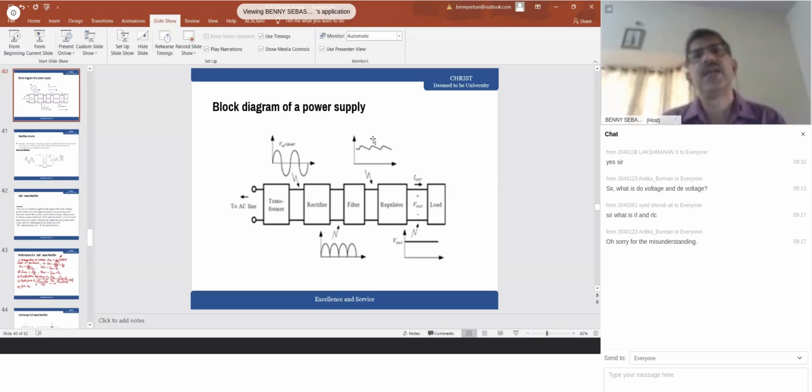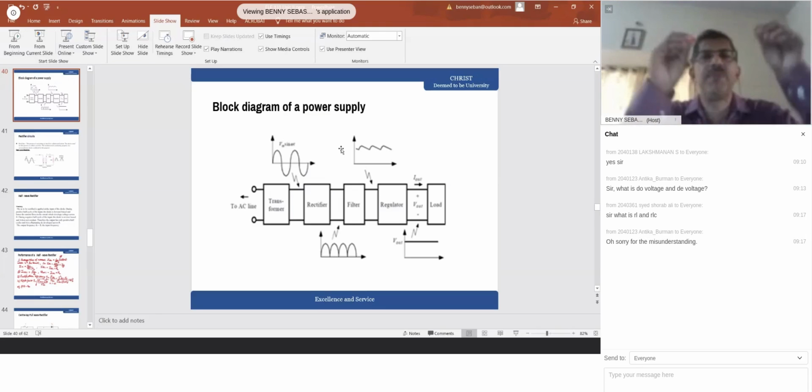So the point is that this whole thing is required in order to get a pure DC, and the whole unit you call a power supply, a power supplying unit. See, for any electronic circuit to function, you need to have a power supply. You need to give the power. You want an integrated circuit to function. You see your laptop, you are giving power.